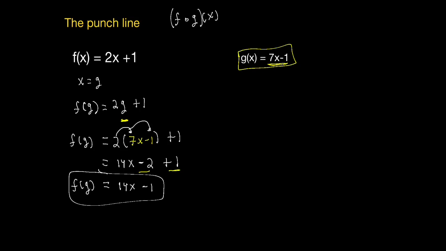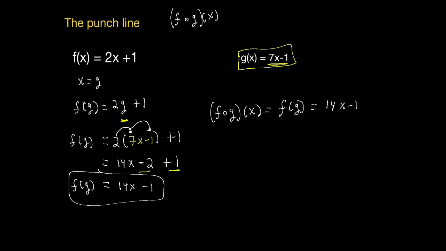So now here, this would suffice. F of g is 14x minus 1. If you want to be more technical, which I don't think is necessary, f round g of x equals f of g of x, or f of g, which equals 14x minus 1. But again, this is just being a little bit extra. This is more than enough.